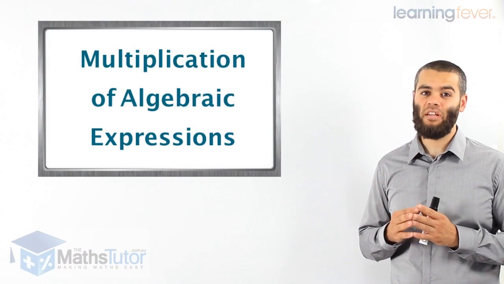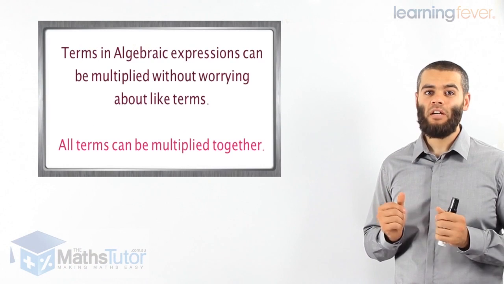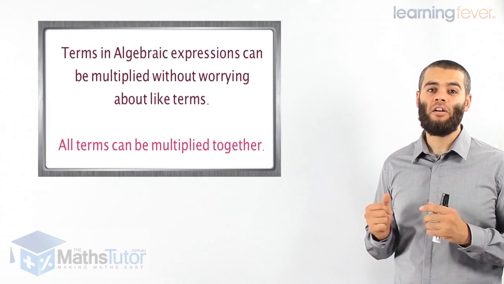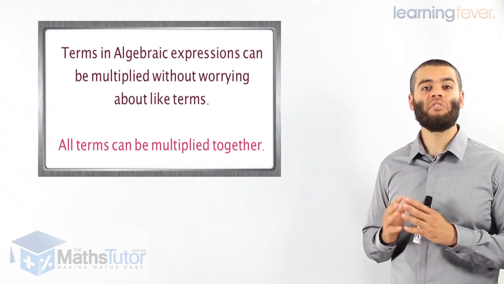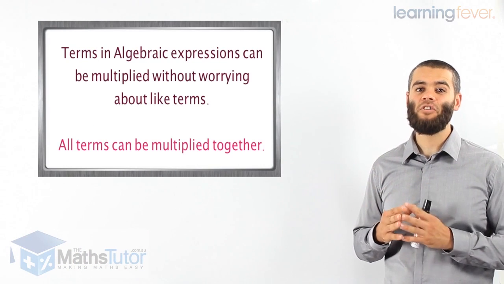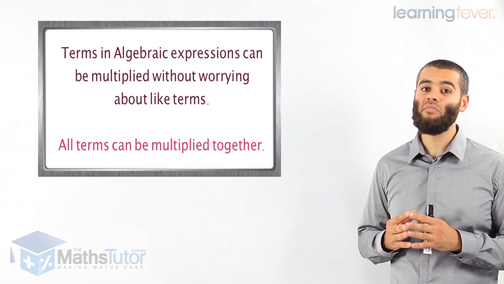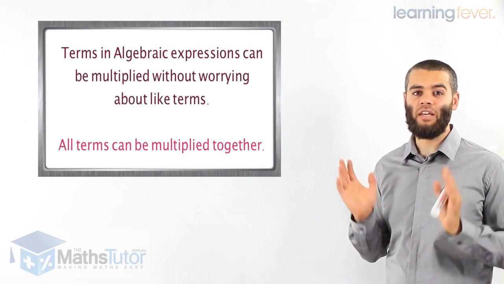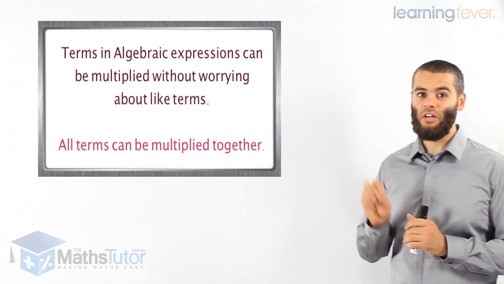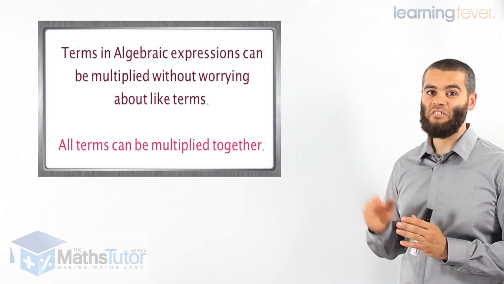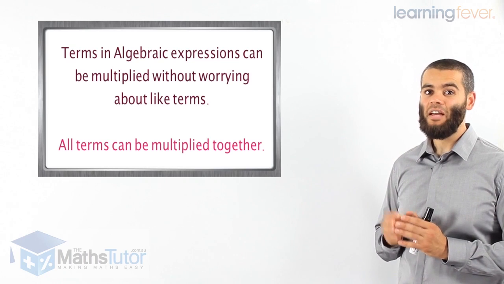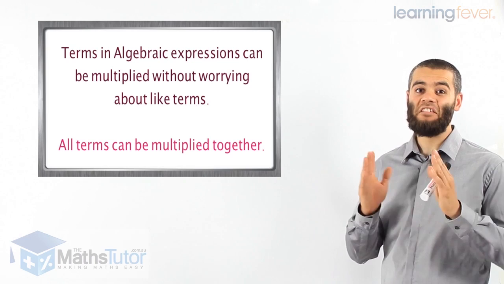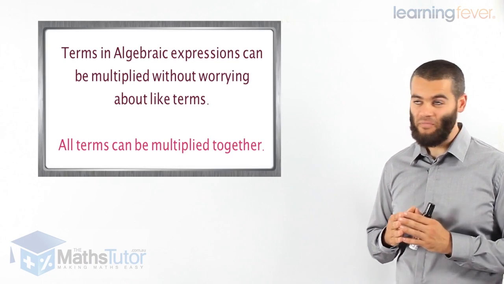Multiplication of algebraic expressions. In algebra, we can multiply algebraic expressions, terms together, no matter what pronumerals they have. So unlike addition and subtraction, where we have to look for like terms, with multiplication, no, we can multiply everything together. It doesn't really matter. So let's go through some examples to see how easy it is. And you're going to notice it's very straightforward. There's nothing really to look for as long as you know your times tables.